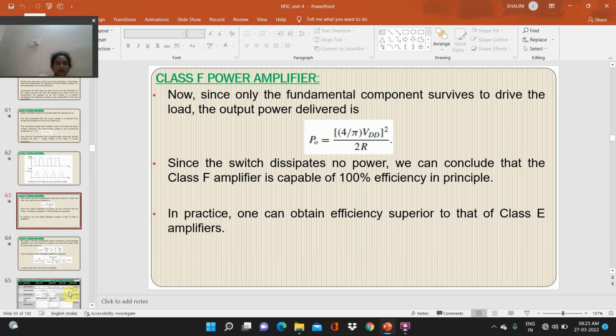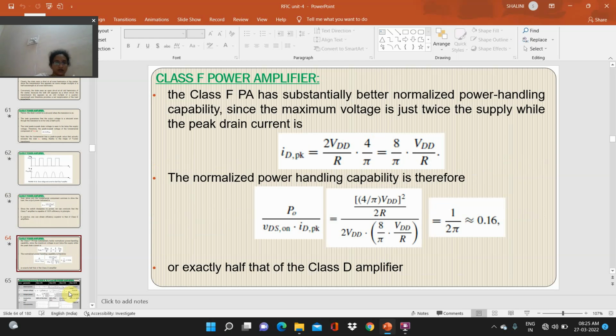Now, since only the fundamental component survives to drive the load, the output power delivered is P0 equal to (4 by pi times VDD) whole square by 2R. Since the switch dissipates no power, we can conclude that the class F amplifier is capable of 100% efficiency in principle. In practice, one can obtain efficiency superior to that of class C amplifiers.